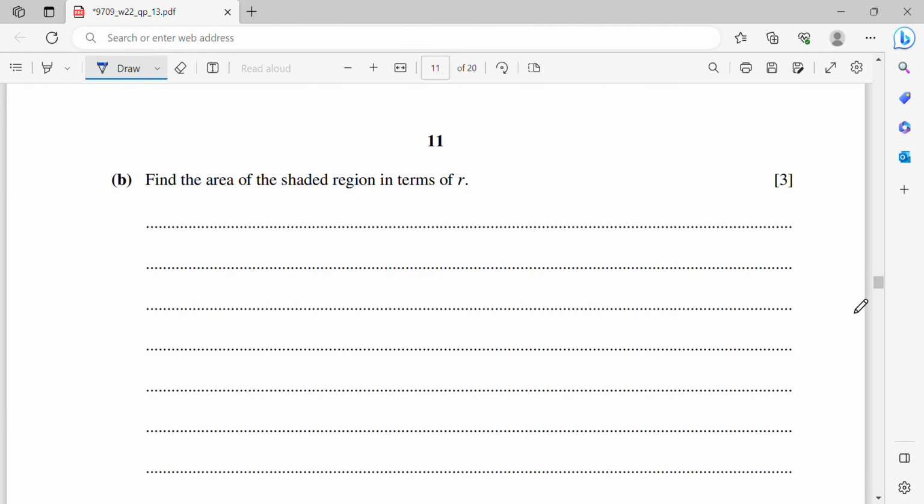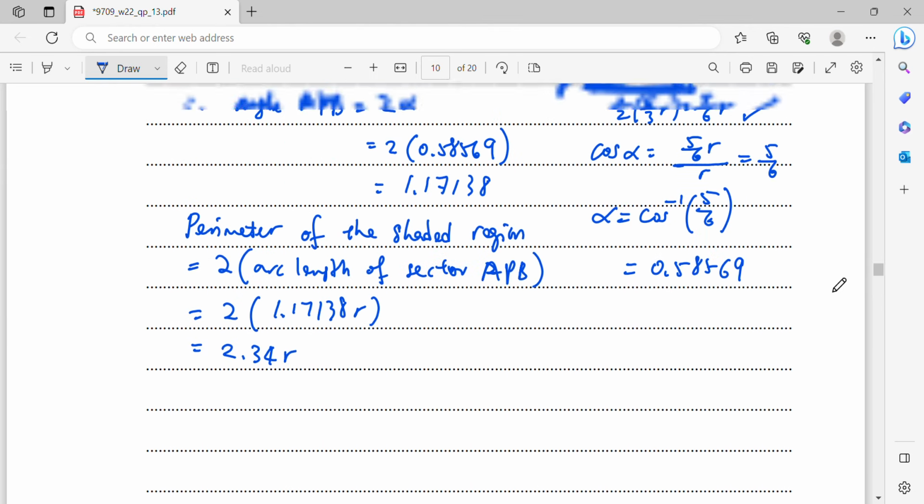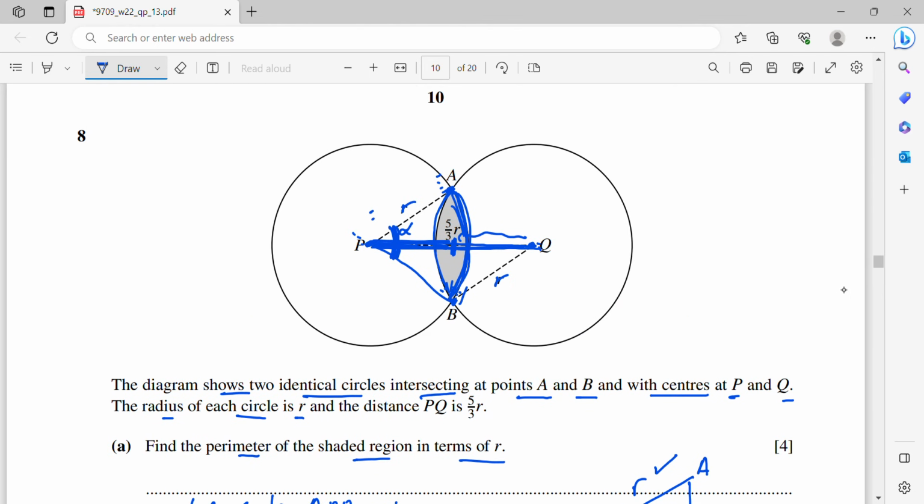Now part B. Find the area of the shaded region in terms of r. Let's look at the diagram. When you need to find the area of the shaded region, we need to get this part. The easiest way is to find the area of the sector minus the area of this triangle, which means I'm getting this part and then I multiply by 2, because it is symmetrical.